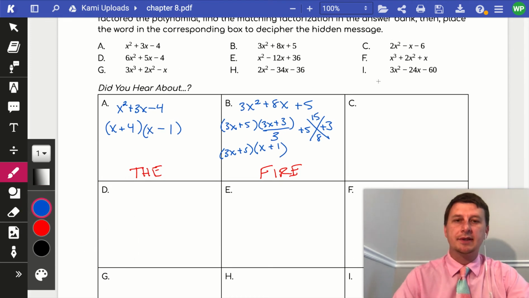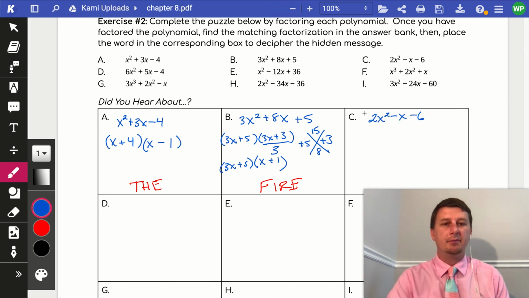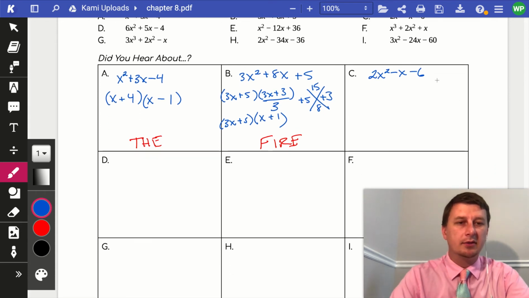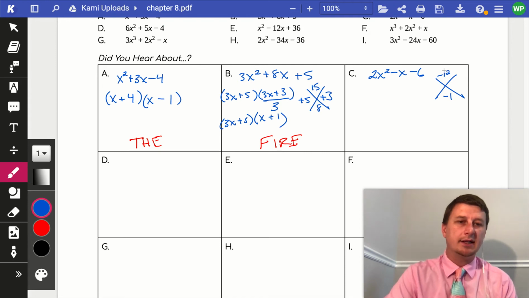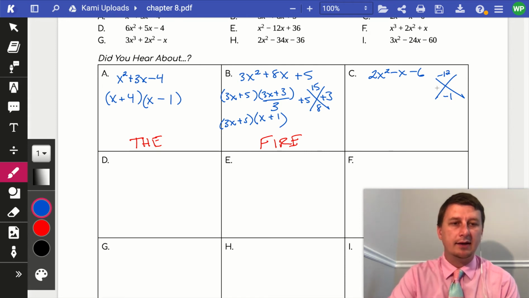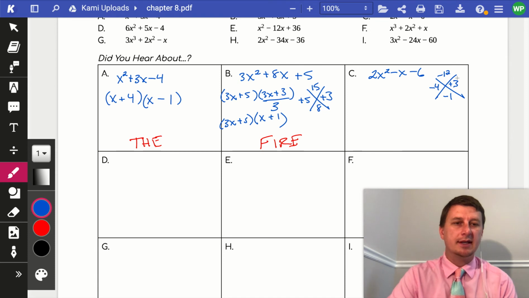Let's look at trinomial C. 2x squared minus x minus 6. I don't see a GCF. My a term is greater than 1, so I'm going to be using that AC method again. So a times c gives me -12. And my b term is -1. Two numbers that multiply to -12 and combine to get -1. If you need more time, pause the video. Otherwise, the answer is -4 and +3. -4 times 3 is -12. -4 plus 3 is -1.